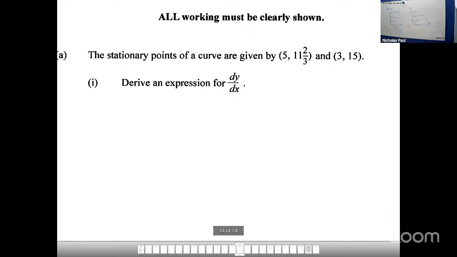Right. So what is here? This question said these are the stationary values. How can you find dy/dx from that? So before you think about it, look back at your answer and see if you can go backwards, right?